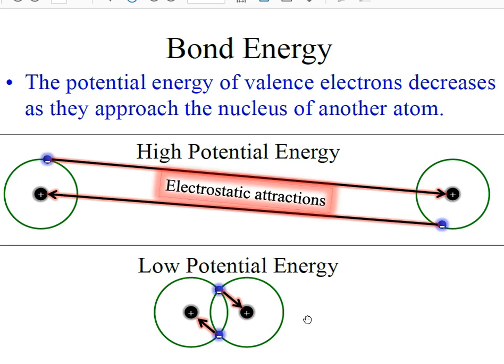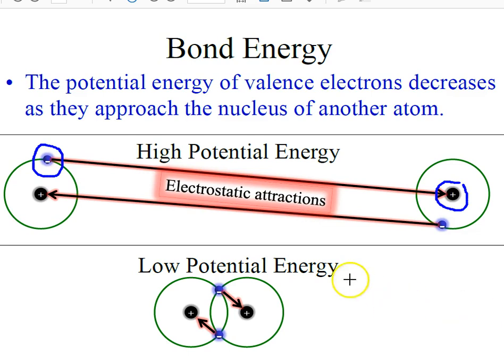So for a covalent bond, the bond energy is related to the attraction of the electrons to the neighboring nucleus. So let's say these two atoms that you see here at the top are trying to make a bond. If this distance between them is great, then that attraction is strong but not really fulfilled. So that's a high potential energy, right? There's a potential to draw them together.